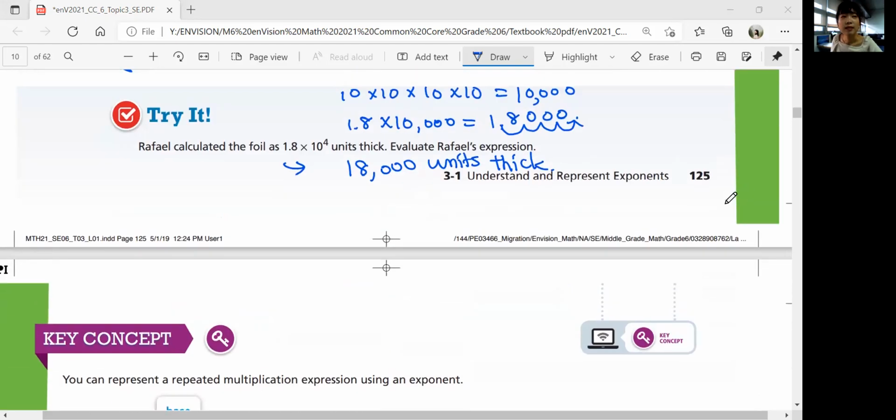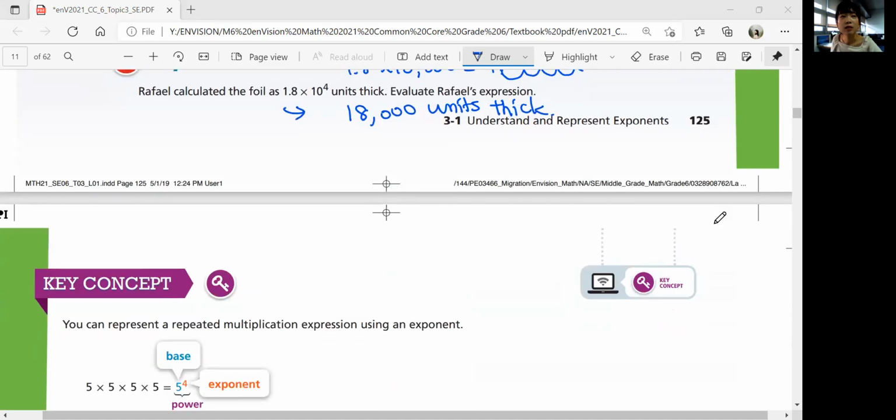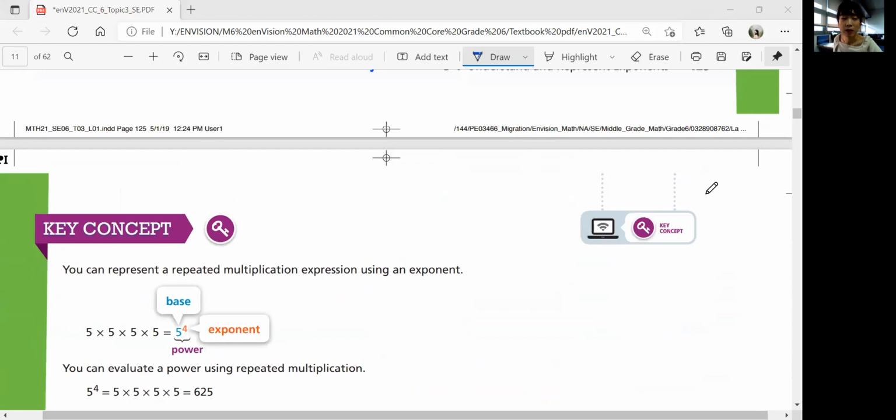Okay, let's summarize the lesson. We looked at understanding and representing expressions lesson. You can represent a repeated multiplication expression using an exponent. Remember that the base is the actual number that's being multiplied. Exponent is the small number on top of the base that tells you how many times you're multiplying. Base and exponent together, they're called power. Okay? You can evaluate a power using repeated multiplication and multiplying the base out. Okay, for example, 5 to the 4th power is 625.